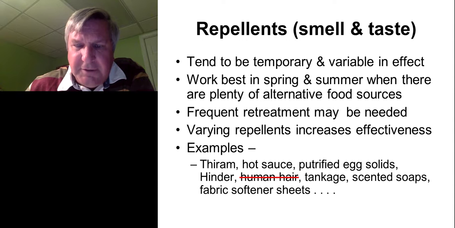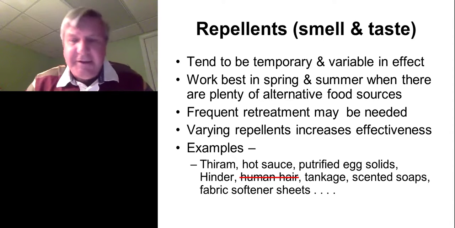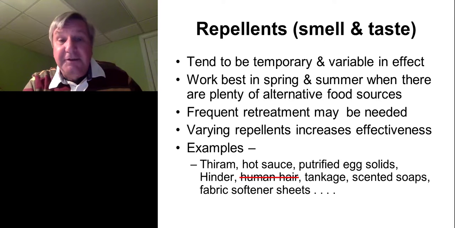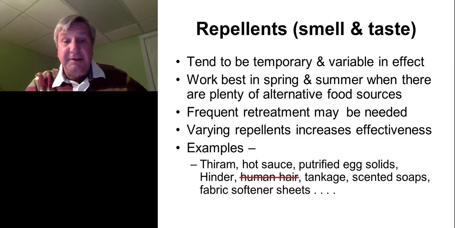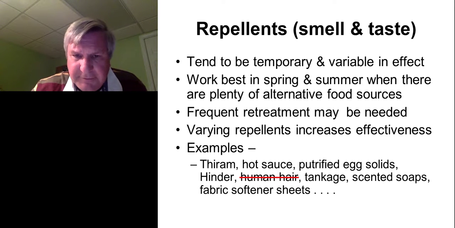Repellents may be temporary, and work best when other food sources are abundant. If the animal's not particularly hungry and the densities aren't particularly high, it's easier to deter them and get them to go somewhere else. If they're very hungry or there's nothing else available, it's going to be harder to get them to change their behaviors. And again, I've listed a few there, and you'll notice I've crossed off human hair. This has been around for a long time, but there's actually no research that suggests this works. It generally fails in most research studies anyway, so I've just crossed that one out.